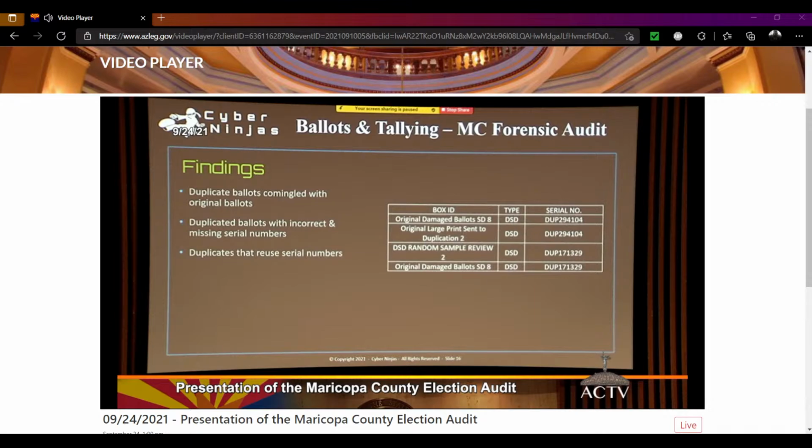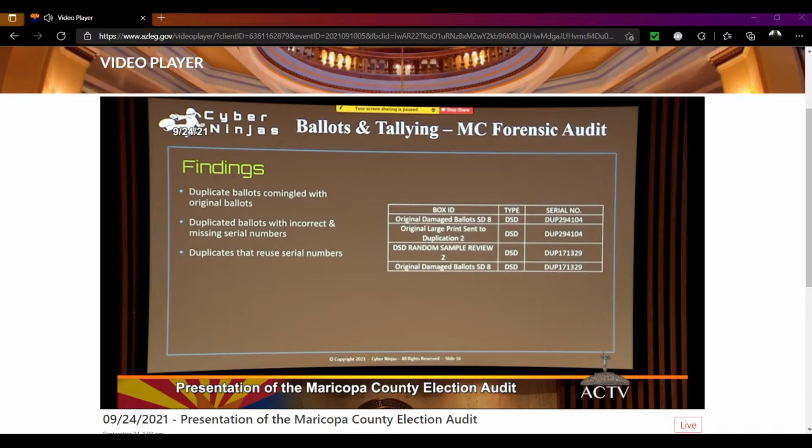Now, we also had duplicate ballots that reuse serial numbers. You would expect that a serial number, in order to match up, would be unique, but you'll notice that there are two examples up here of two different pairs that are not associated with each other, but had the same exact serial number utilized.